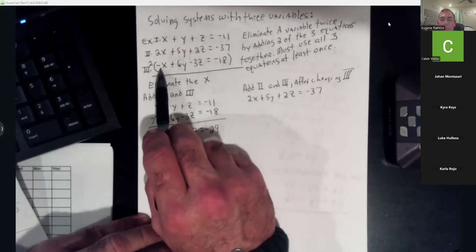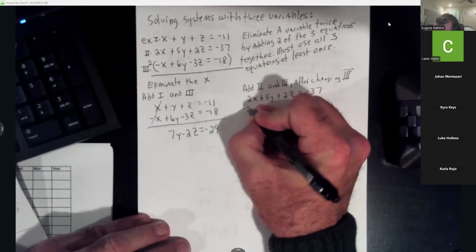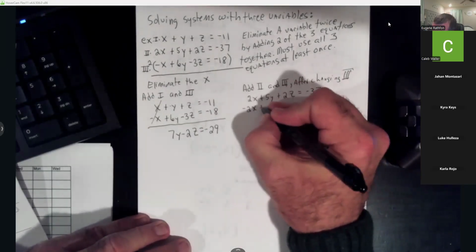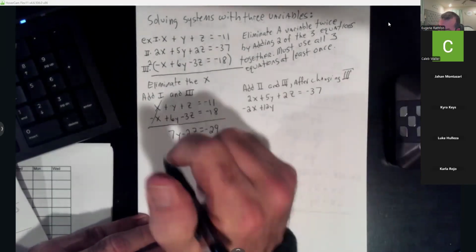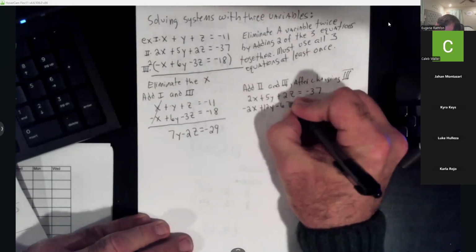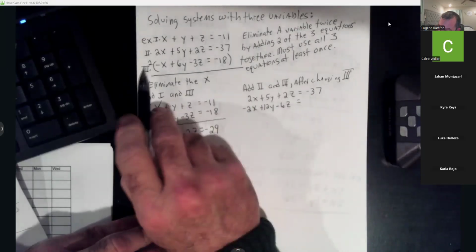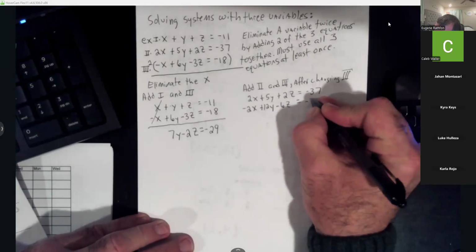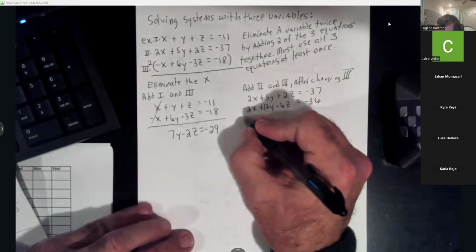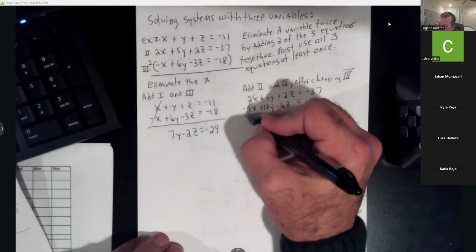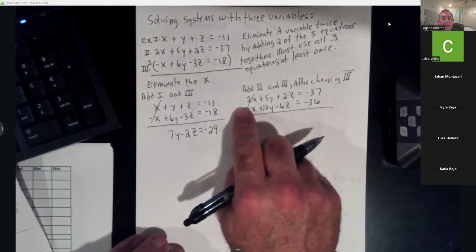So 2 times negative 1 is a negative 2x. 2 times 6 gives me 12y. 2 times negative 3 gives me a negative 6z. And then 2 times negative 18 is a negative 36. All right, y'all, look at that. The x is canceled again like we needed.